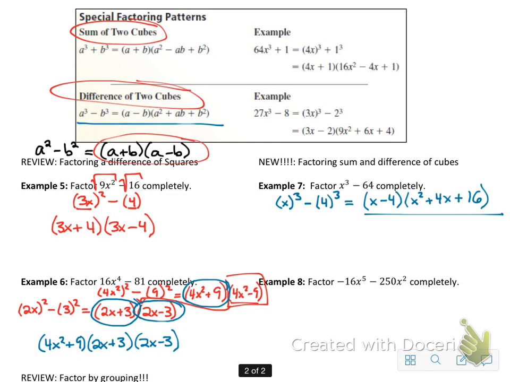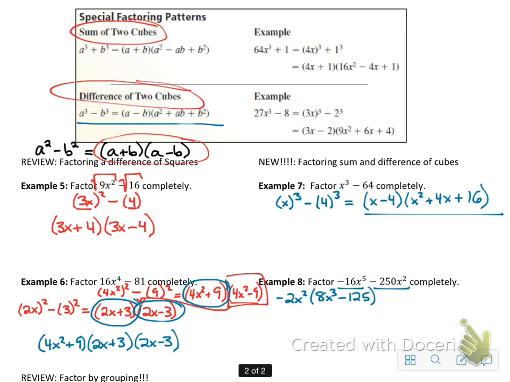We can do the same thing here in example 8. The only difference for example 8 is that when you do it, you have to take out something first. Okay, remember, we always take out a GCF first. Is there anything that goes into negative 16x to the 5th and negative 250x squared? The correct answer is yes. We can take out a negative 2x squared. When we take out a negative 2x squared, we get 8x cubed minus 125.